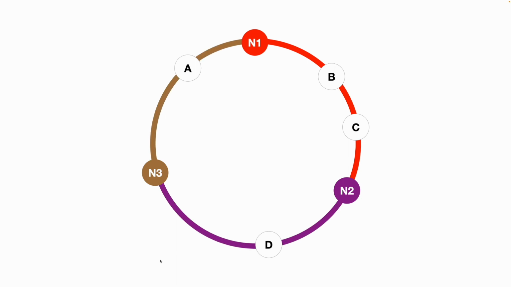Now which server will serve which keys? For that we have to check the data keys which are in the path of the clockwise direction. B and C are in the path of n1's clockwise direction, so B and C will be served by n1. D is in the path of n2's clockwise direction, so D will be served by n2. Similarly, A will be served by n3.